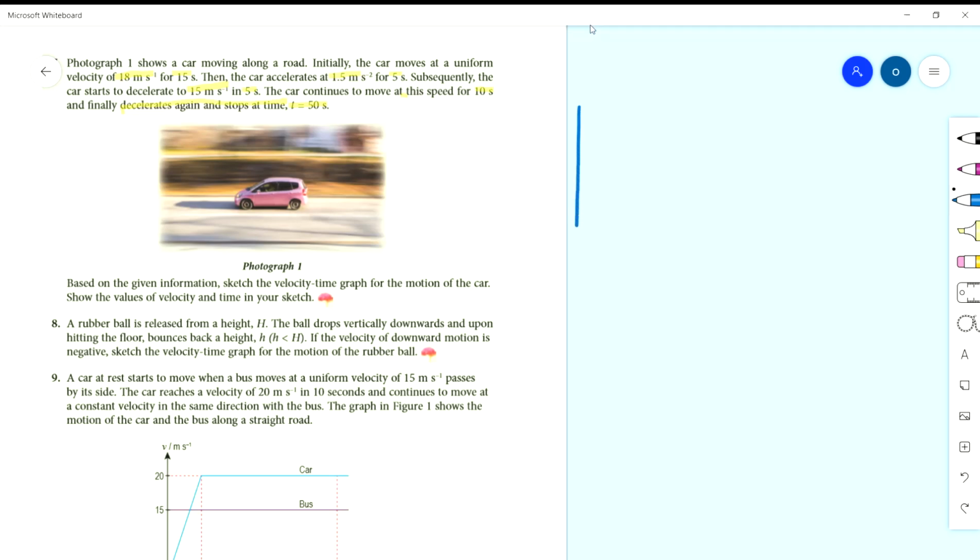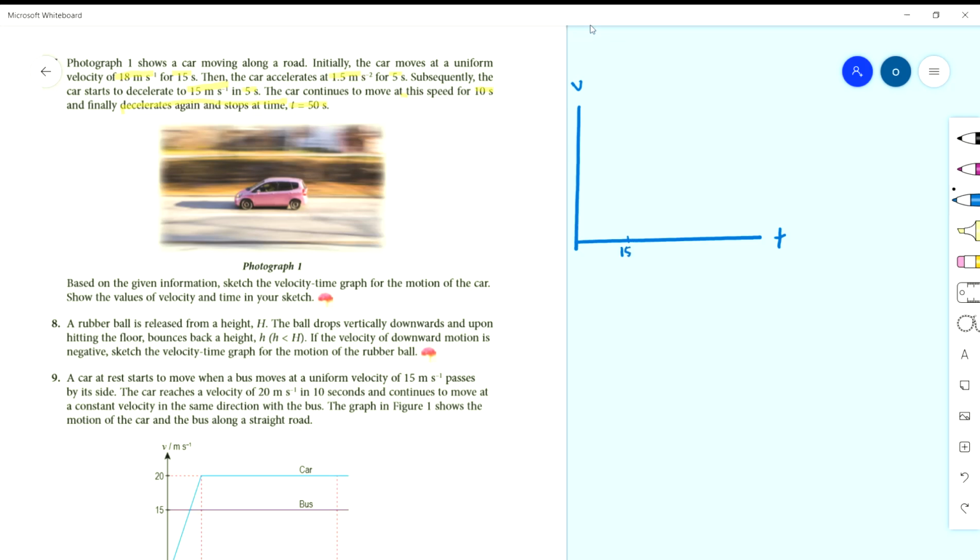Okay, we have a graph of V against T. Okay, so V against T. Let's start with the T. The car moved at a uniform velocity for 15 seconds. So let's say over here, 15 seconds.